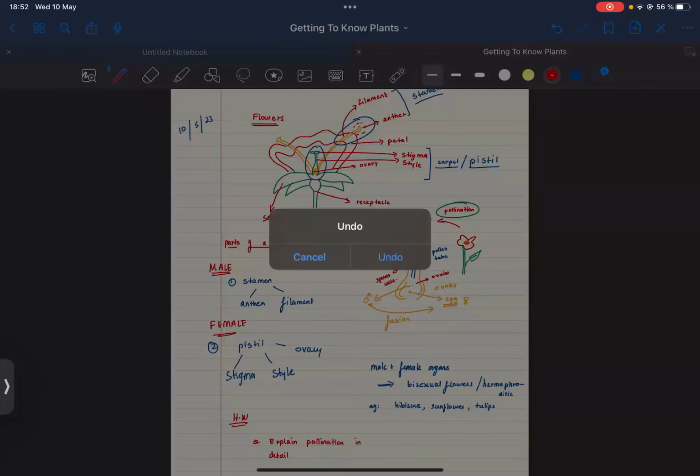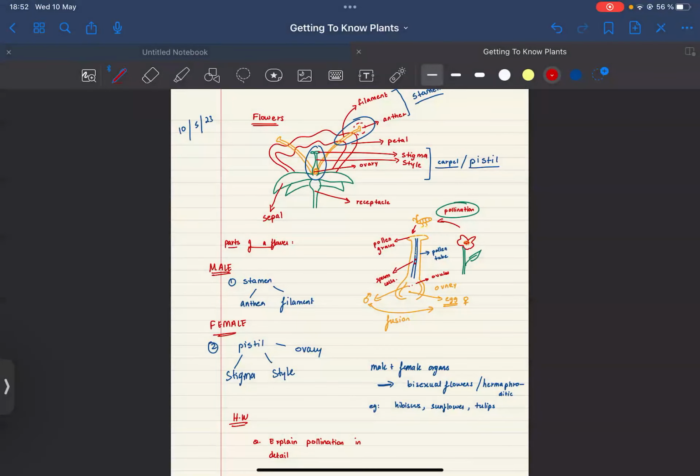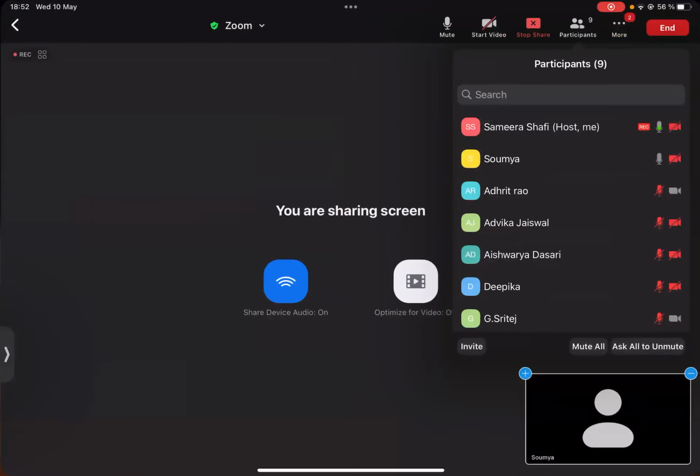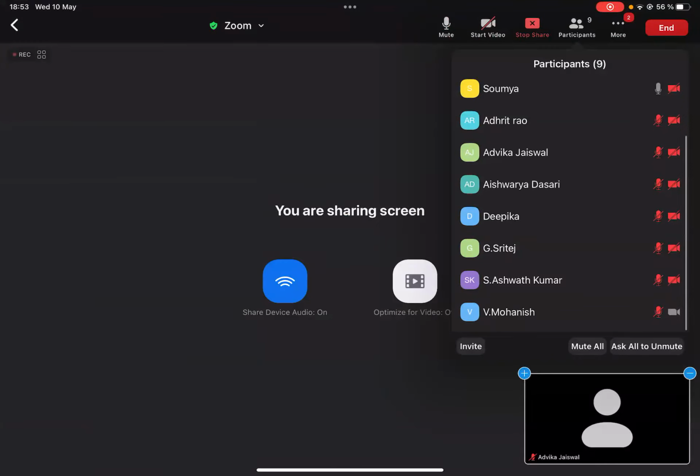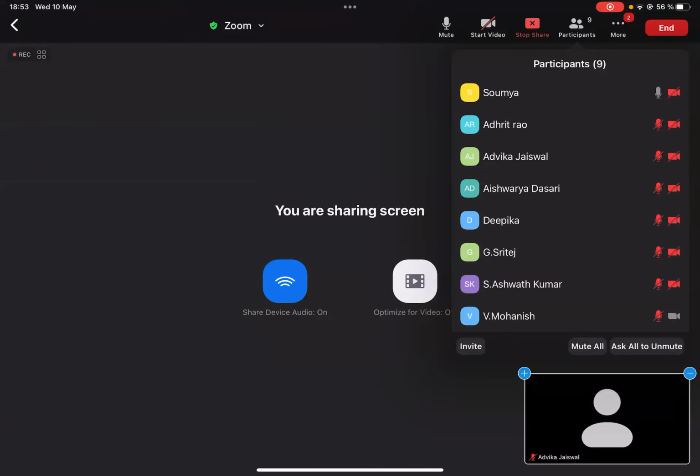Since all of you are done, we're actually done with the whole lesson. So I'll upload it on your resources page. Please go through it, and if you have any doubt, please text me on my private WhatsApp. And now let's have a small quiz on whatever you've learned so far. The order will be Saumya, Adrit, Advika, Aishwarya, Deepika, Sritej, Ashwath, and Mohanish. I'm telling the order again: Saumya, Adrit, Advika, Aishwarya, Deepika, Sritej, Ashwath, and Mohanish.